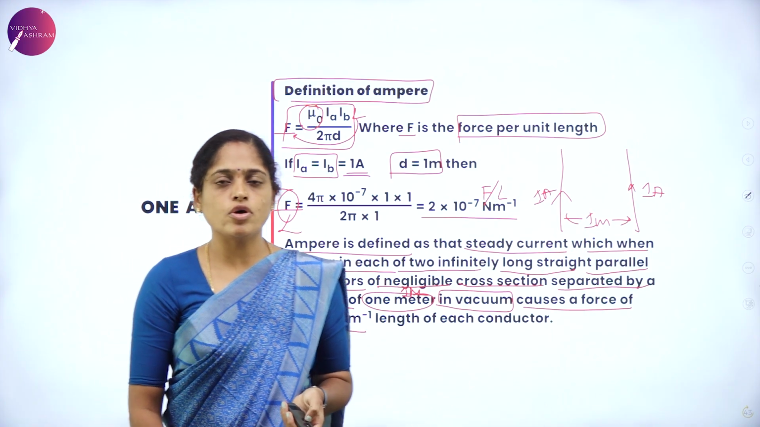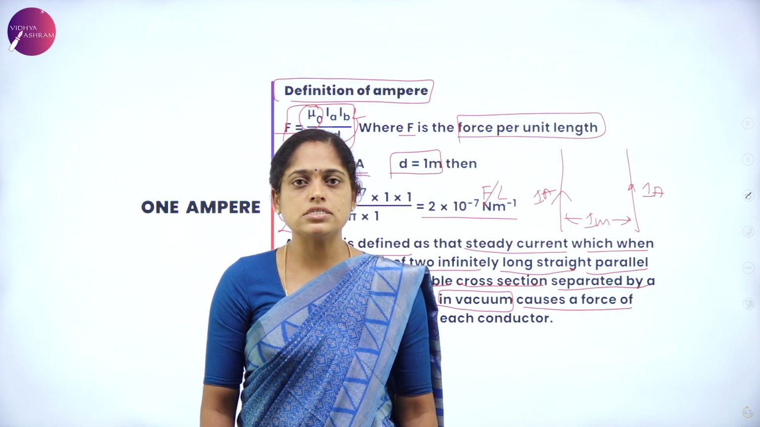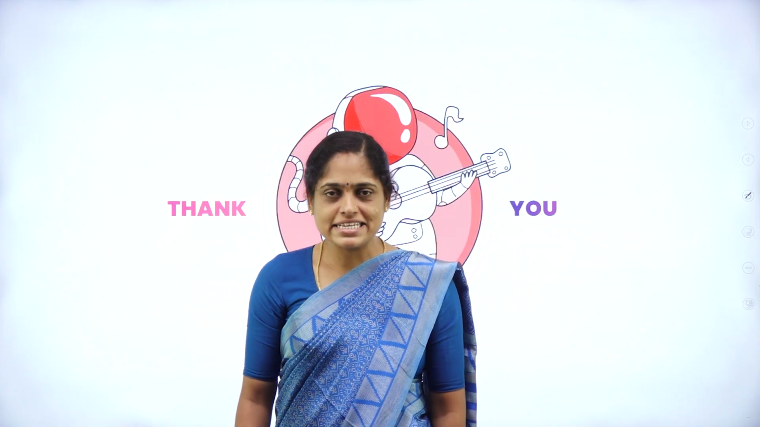So, in this session, you have learned Ampere's circuital law and its application. In the next session, let us learn about the moving coil galvanometer and how to convert it into an ammeter and voltmeter. Thank you.